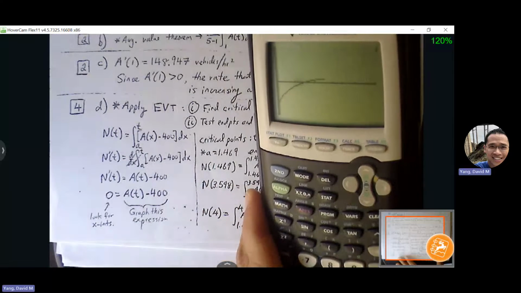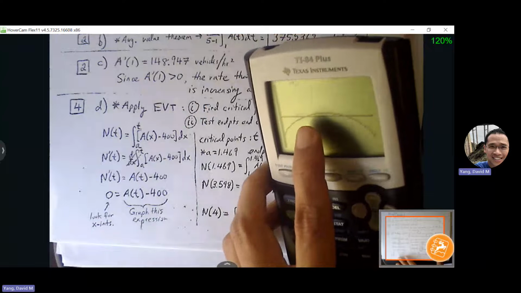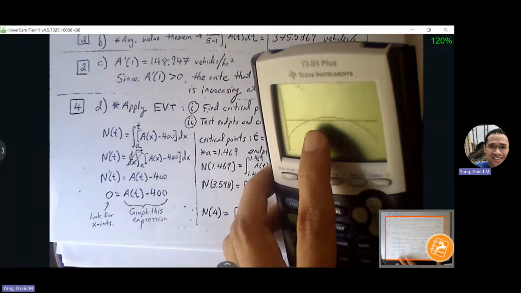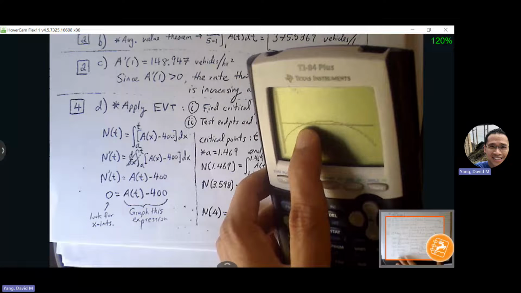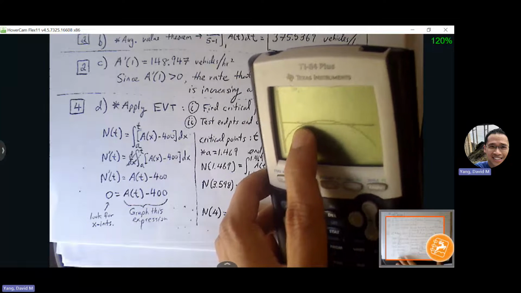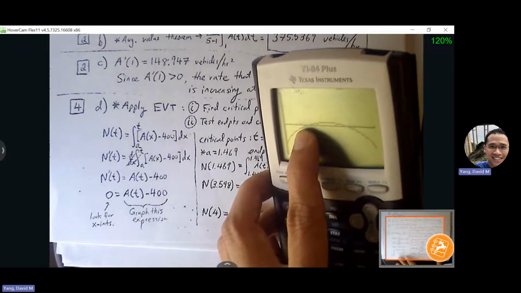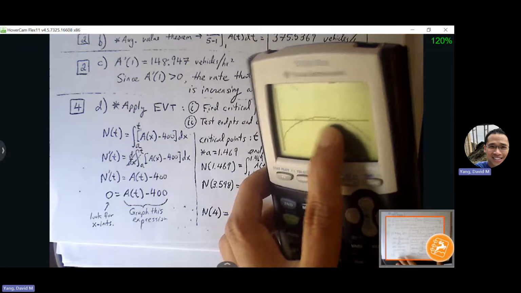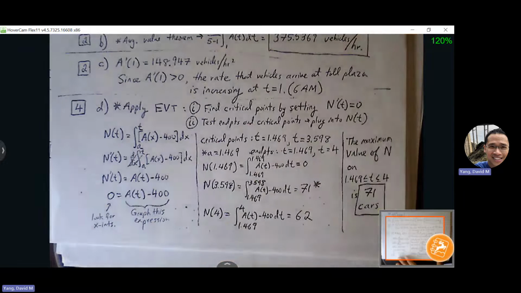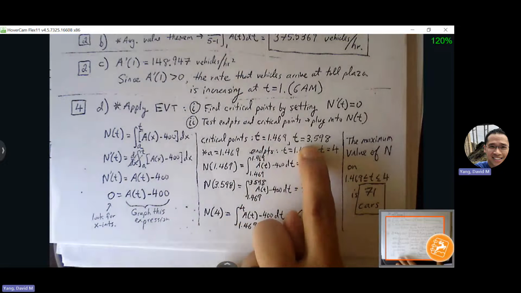Now, we're looking to see where the line begins to form. The line begins to form whenever A of t minus 400 is equal to 0. So it's going to be this x-intercept. This x-intercept is a critical point, but it's also going to be our endpoint. It's also going to be where the problem starts. That's our A value. So we do second calc, zero, find that x-intercept, and they end up being 1.469 and 3.598.